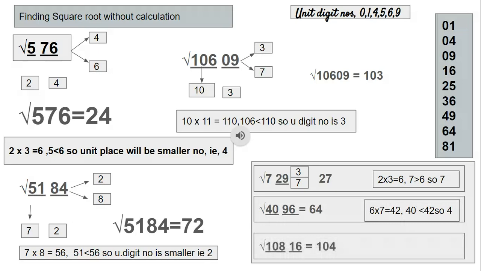Now next one is 10,816. Last number is 6. So number will come 4 or 6. But here it is 108. 10 tens are 100. So 10 into 11, 110. 110 is greater than 108. So what will come? Smaller number. So 104. Clear?